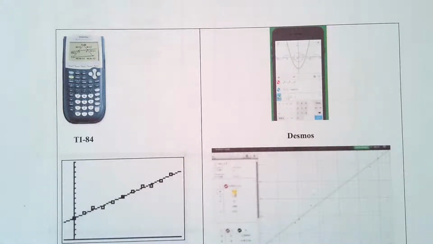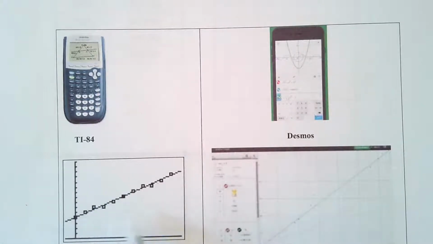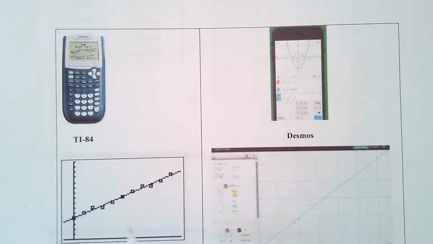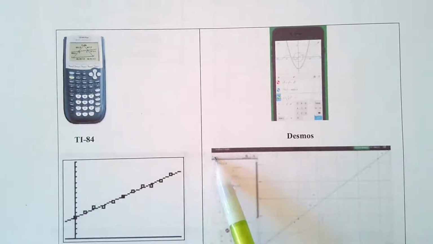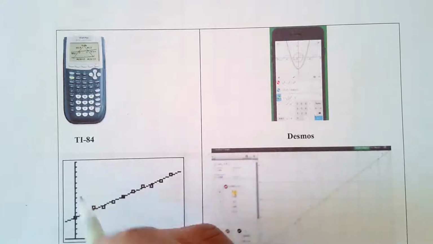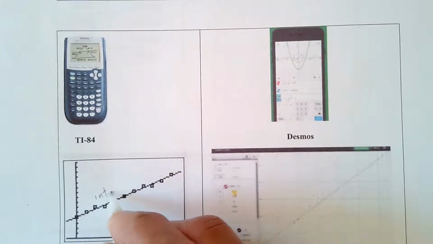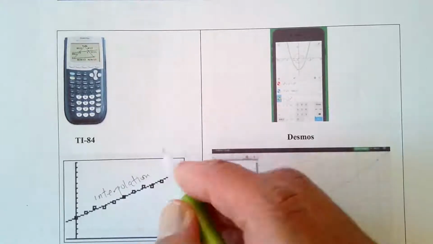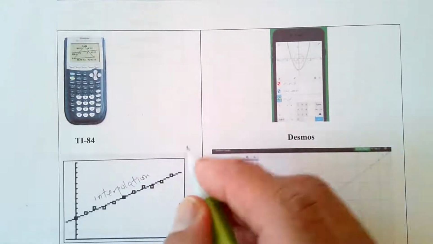So when we have a regression equation, such as this one here, we can use it to predict additional values that are not in the table. So we can extrapolate, or we can interpolate. Within the range is called interpolation. When we go beyond it, it's called extrapolation.